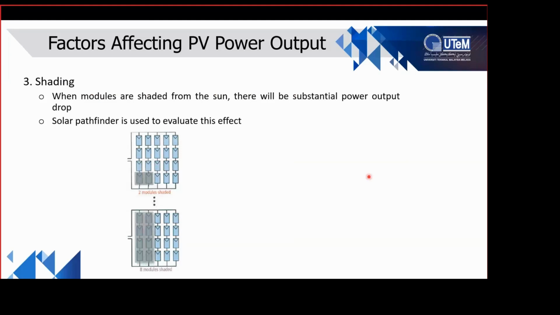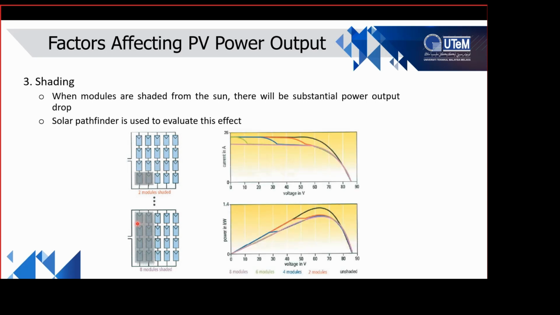Okay, number 3. This is quite important: shading. You can see from the slide, I'm going to show you an example. If we have multiple strings and we have 2 modules shaded, and then we are going to increase the number of modules, 2 modules shaded, 4, 6, until all the modules on these 2 strings are shaded. And this is the graph that we are going to see. Basically this is the IV curve for the system.